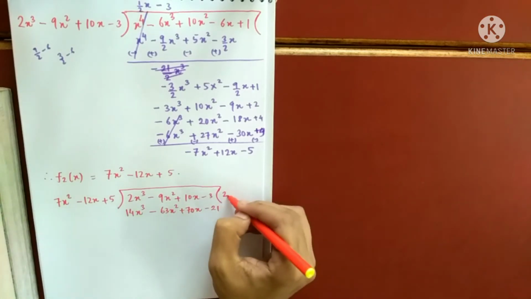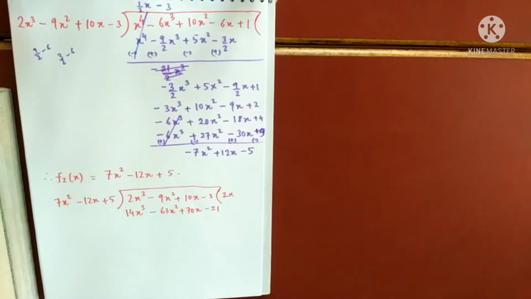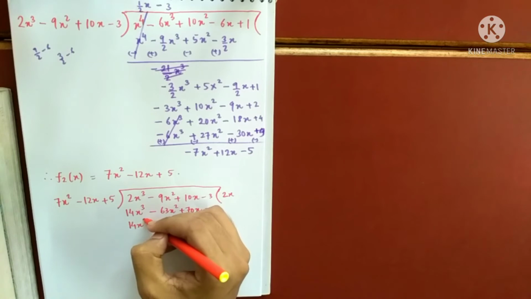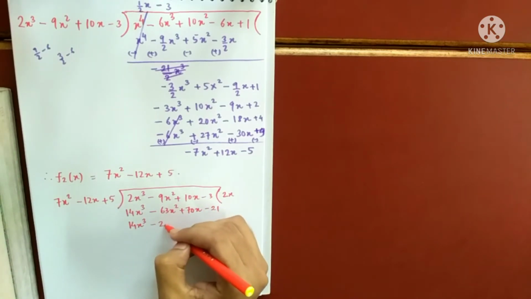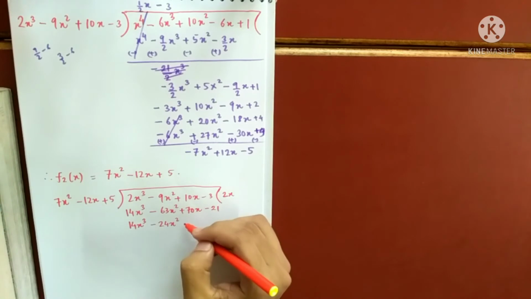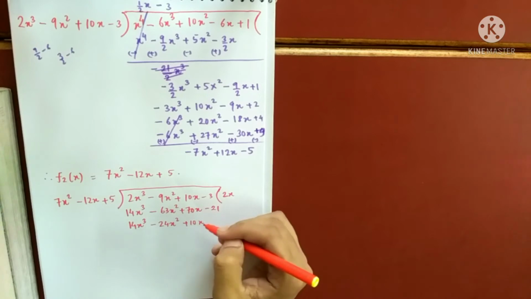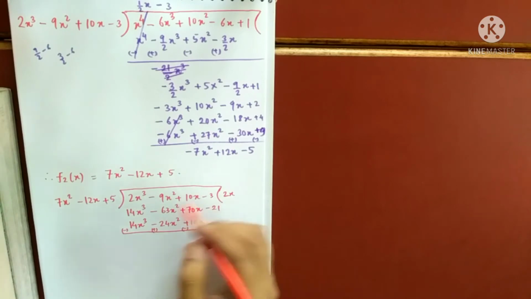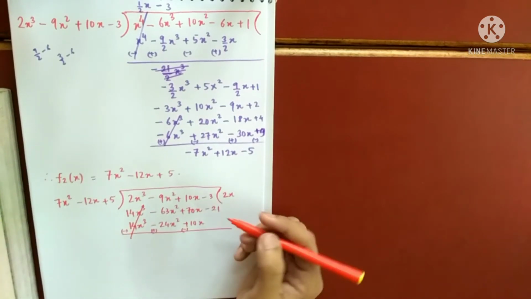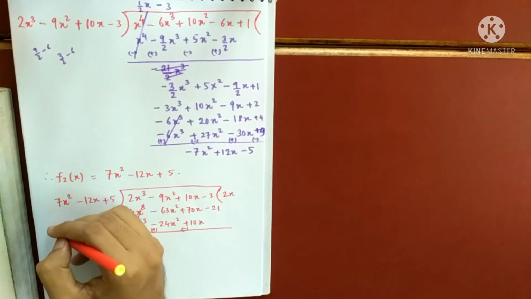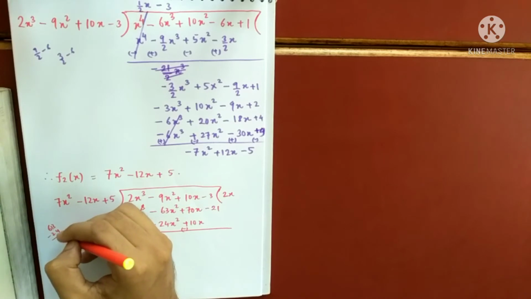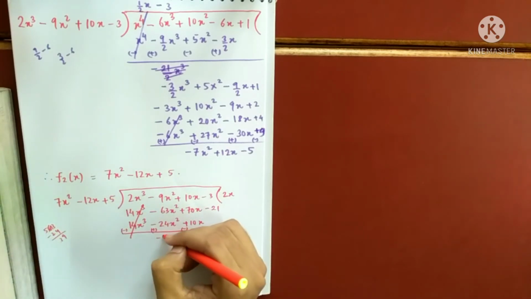Now I will take 2 here, x here, right? Because now things have become simple. 7 2s are 14x cube, 12 2s are 24x square, 5 into 2x is 10x. So minus plus minus getting cancelled. Excuse me. So 63 minus 24. So this is 9, this is 5. So minus 39x square.